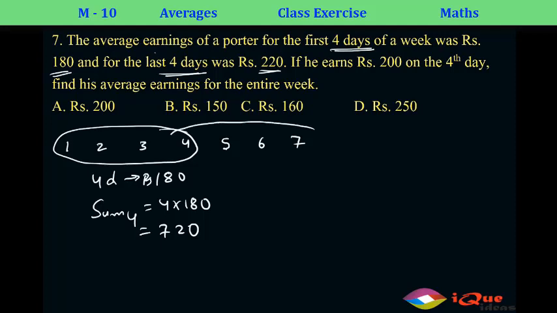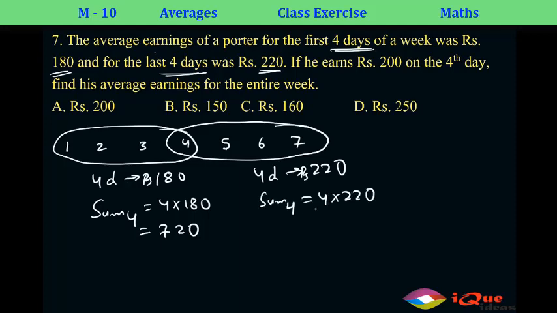Similarly, for the last 4 days, now the last 4 days will be 4, 5, 6 and 7th day. For these 4 days, the average is 220. Alright. So the total sum of these 4 days will be equal to 4 into 220, which is equal to 880 rupees, right? So 720 rupees for the first 4 days and 880 rupees for the last 4 days. Now in both of these two values, the 4th day earning is included. We have to find the average of the entire week. Entire week means the total sum of 7 days.